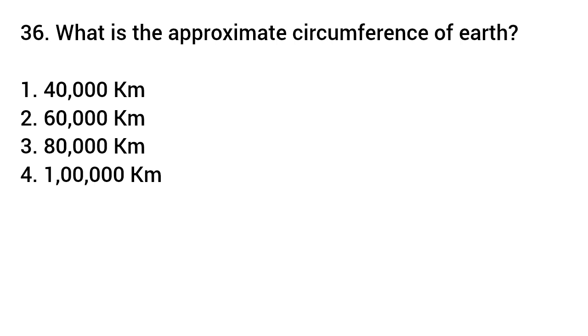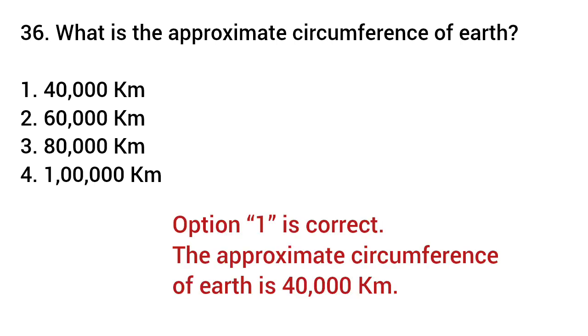What is the approximate circumference of Earth? Answer. Option 1 is correct. The approximate circumference of Earth is 40,000 km.